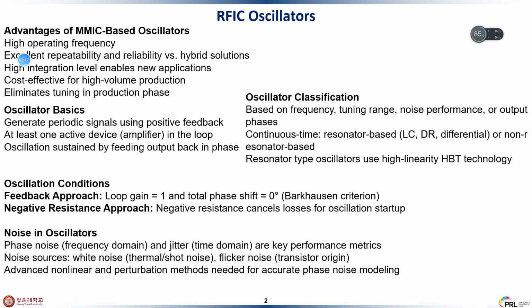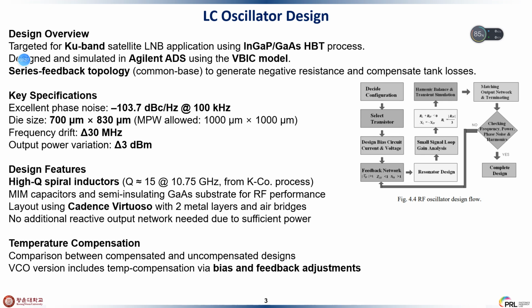And for the advanced, nonlinear and perturbation methods are needed for the accurate phase noise modeling. Then it's the LC oscillator design, and here is the picture we can see. It's the RF oscillator design flow: decide the configuration, then select the transistors, then design the bias circuit, current or voltage, then the feedback network, and then the resonator design.